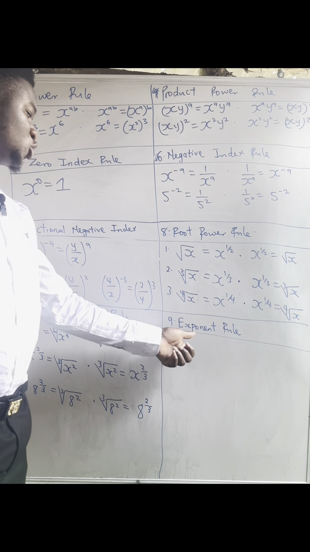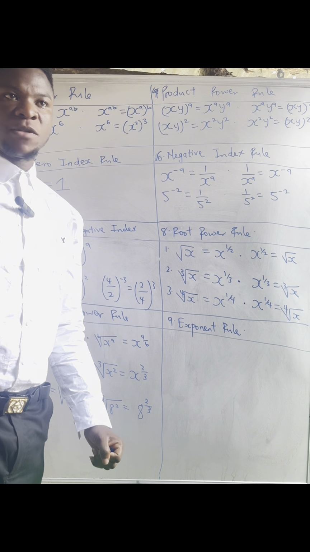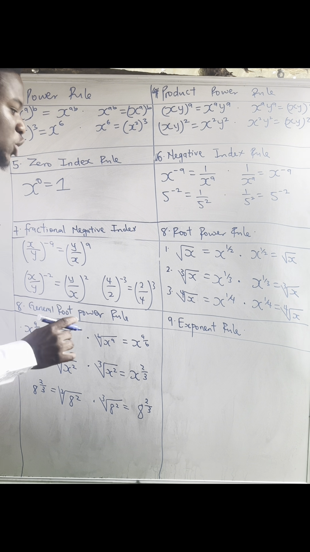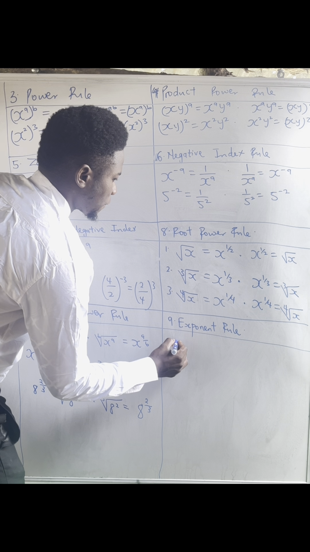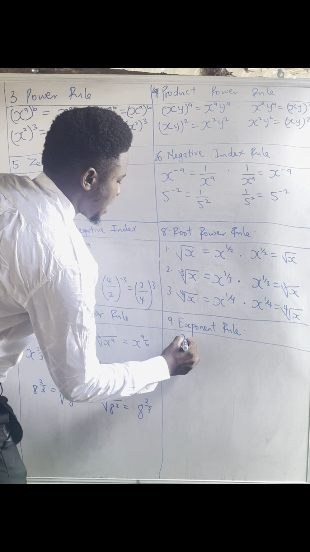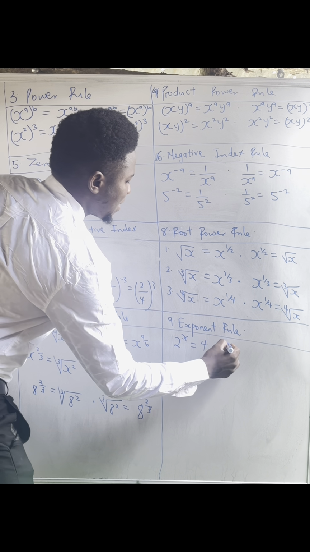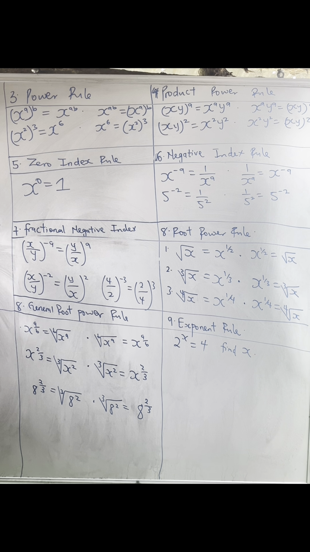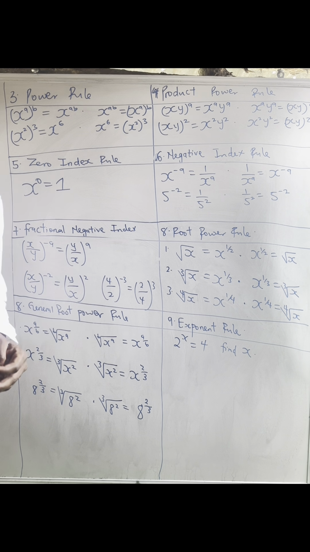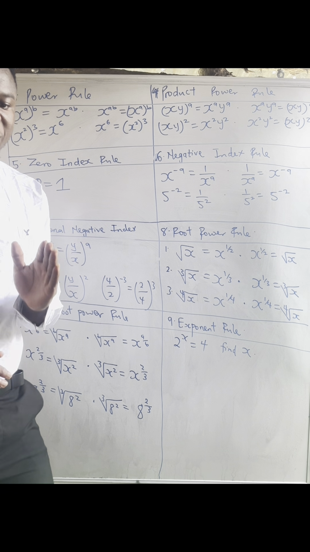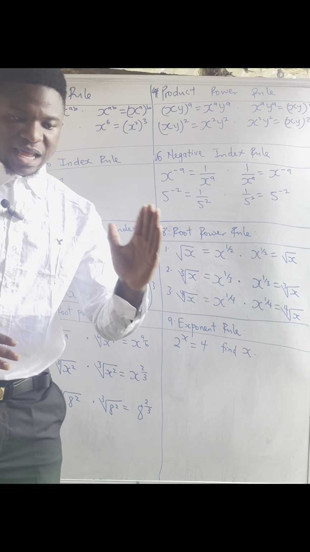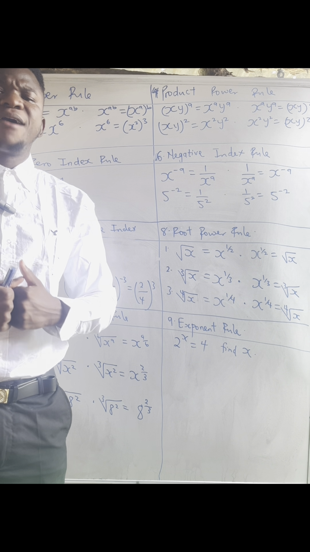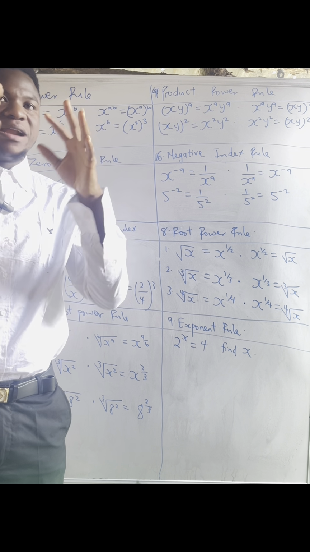Now, the last thing we are going to talk about now is the exponent rule. Exponents, what does exponent rule mean? Let me give you a general expression. Let's say I have something like 2 raised to power x is equals to 4. Find x. Guys, I have an expression like this. Exponent rule. What you are going to do is that you are going to look for a way in which you are going to rewrite the left-hand side and the right-hand side of the equation, in which they are going to have either the same base or the same power.